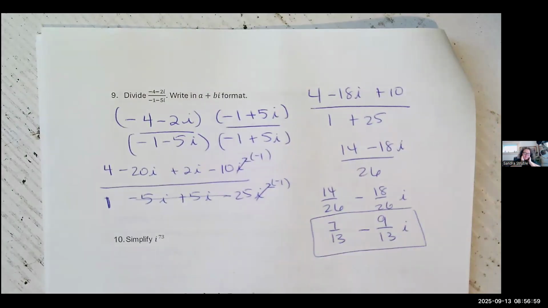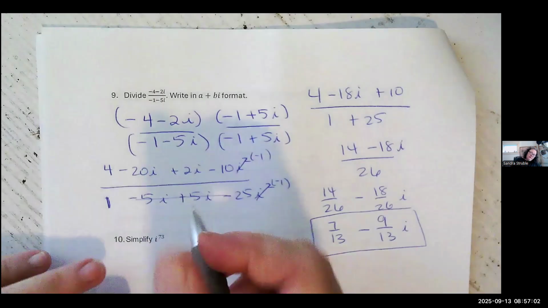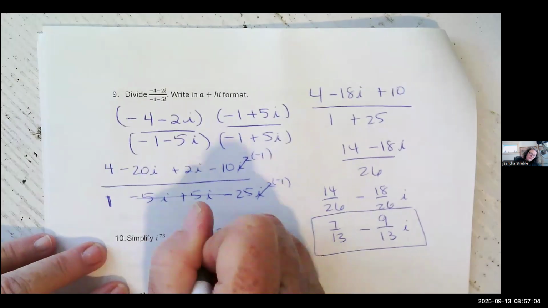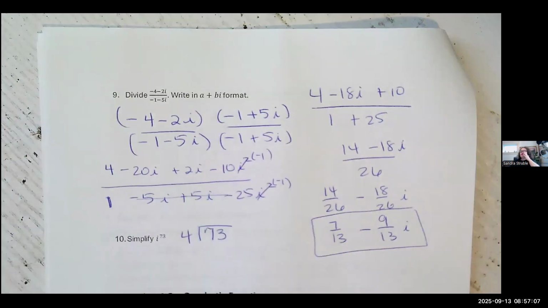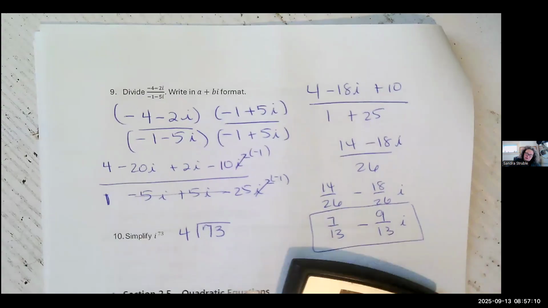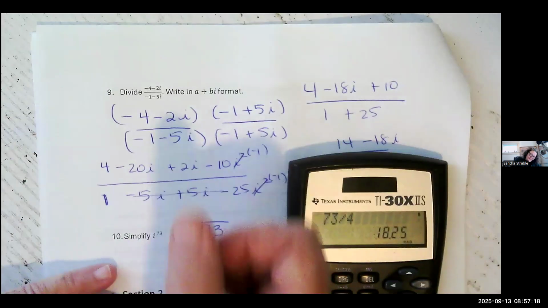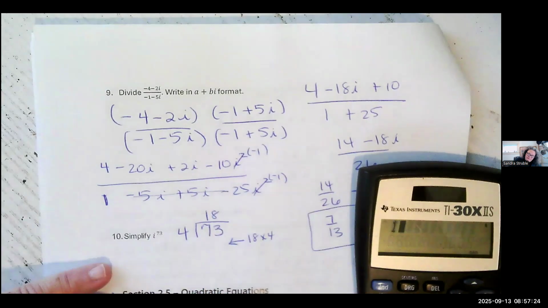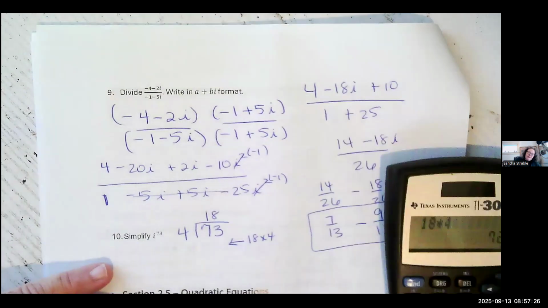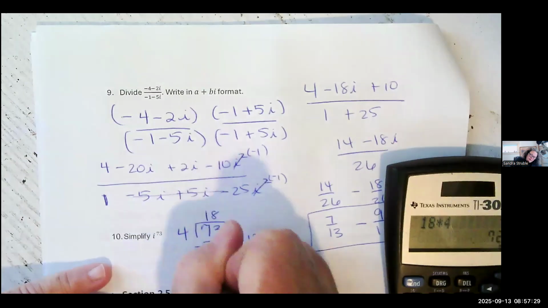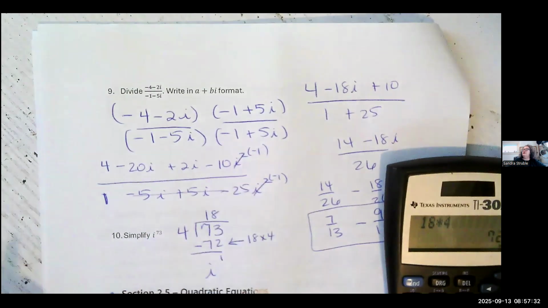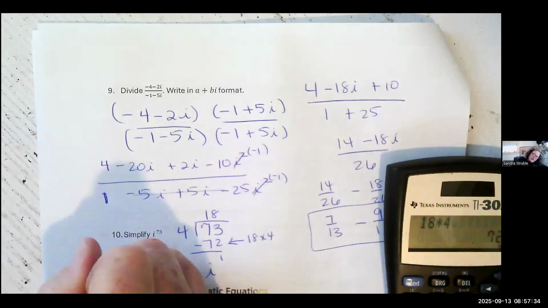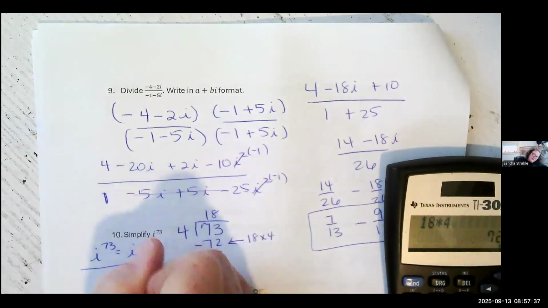Last one for complex numbers is i to the 73. So whatever that number is in the exponent, take it and divide it by 4, because i to the 4th is 1. So that's just the easiest one to get rid of it with. So 73 divided by 4, this is how I do it. I don't care about any number but the 18, because this number here needs to be 18 times 4, and I get 72. You subtract those and you get 1. Well, this is i to the 1, which is i. So i to the 73 is i.